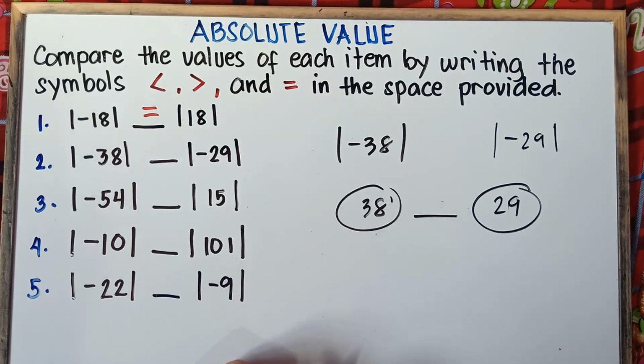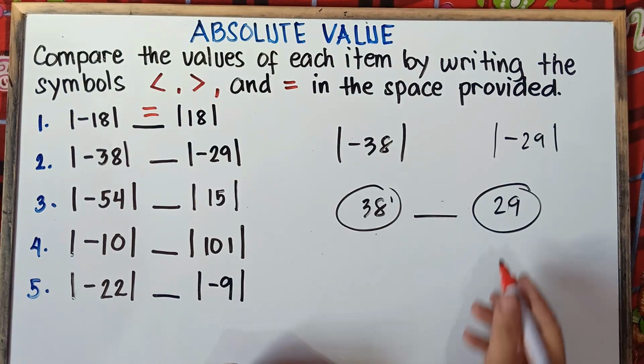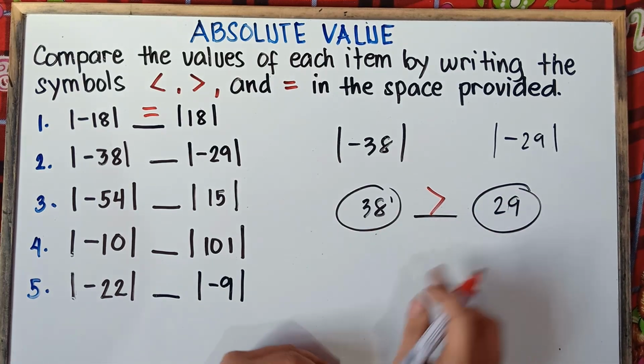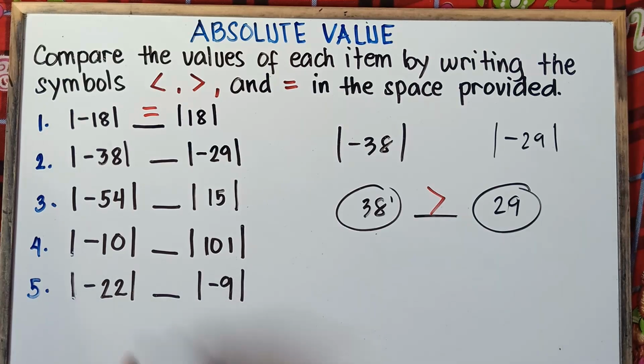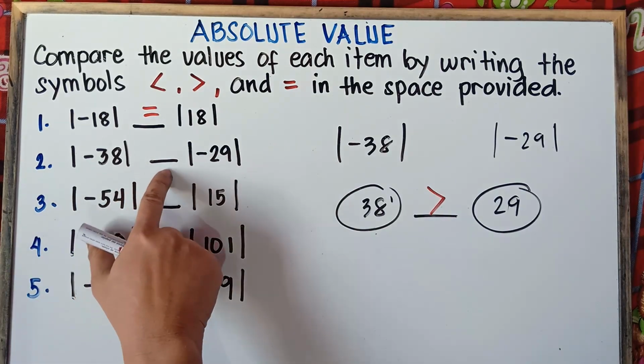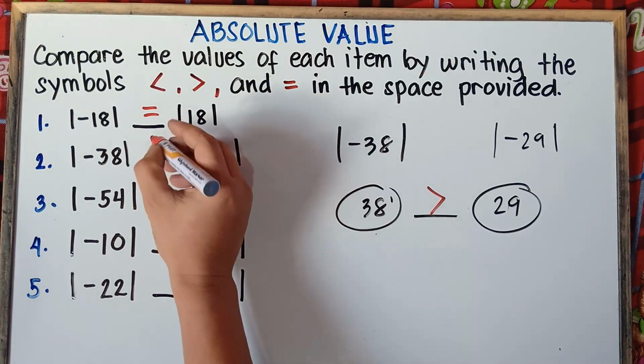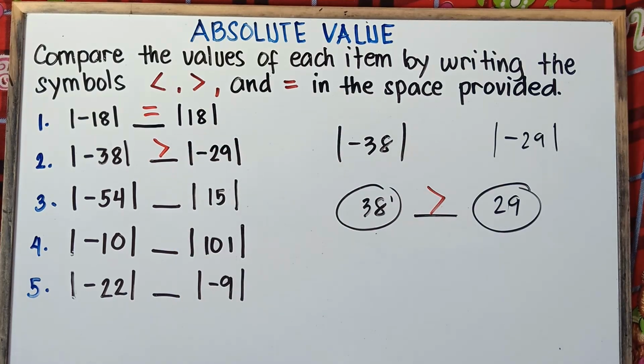Of course, we know that 38 is greater than positive 29. Therefore, the absolute value of negative 38 is greater than the absolute value of negative 29. So the answer is greater than. Easy as that, class. All set.